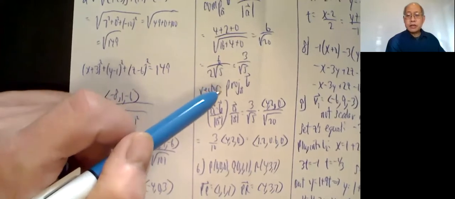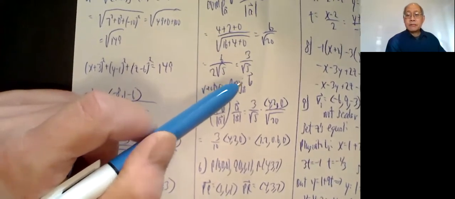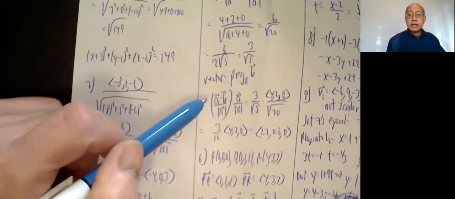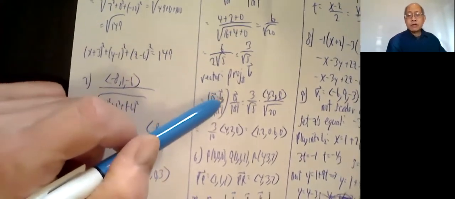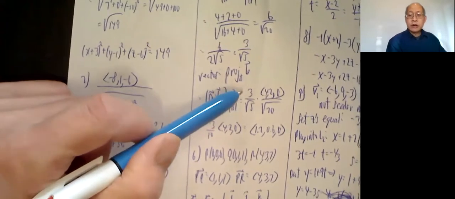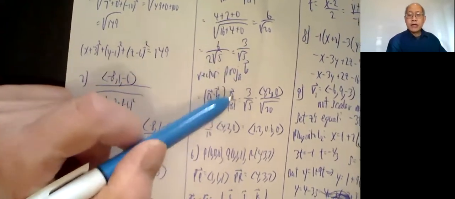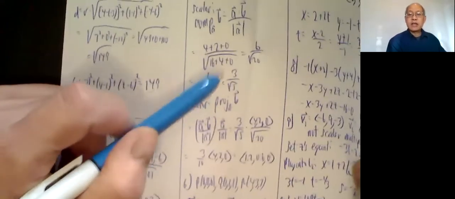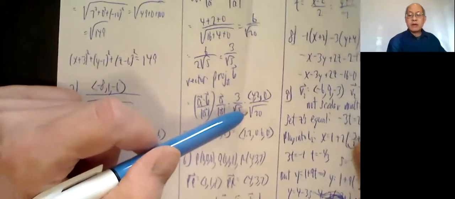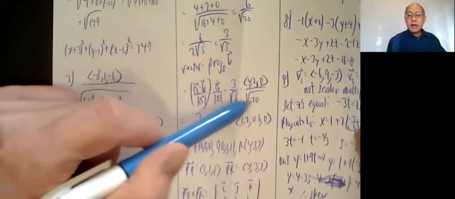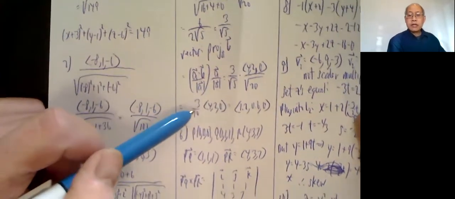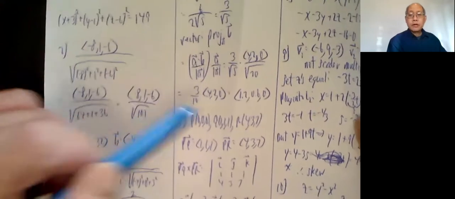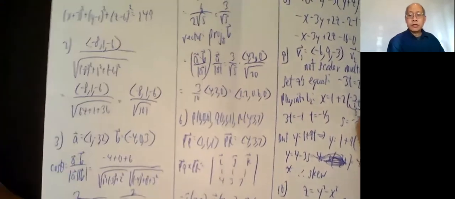Vector projection, proj of B on A, is the answer that I got from before, 3 over radical 5, and then I multiply by the unit vector in the direction of A. So I keep the same answer, 3 over radical 5, and then a unit vector in the direction of A is 4, 2, 0 divided by square root of 20, and this combination is 10, square root of 100. So it's 3/10 times 4, 2, 0, and I get 1.2, 0.6, and 0.